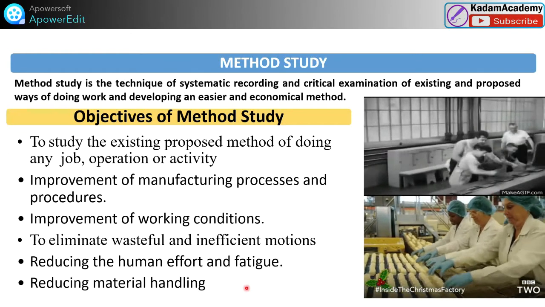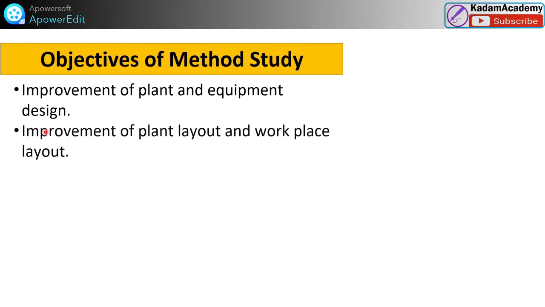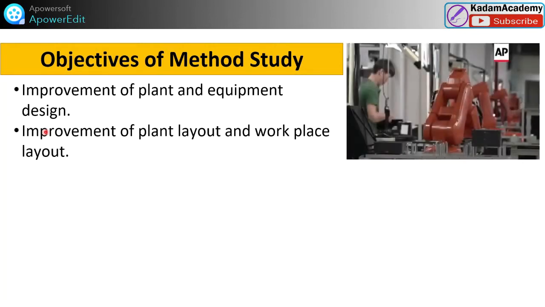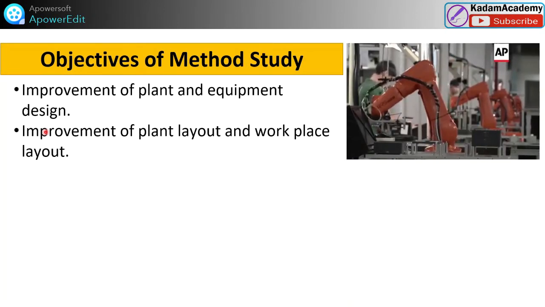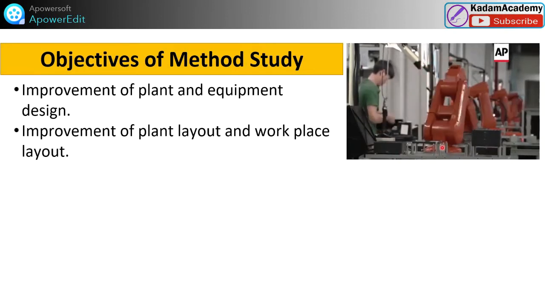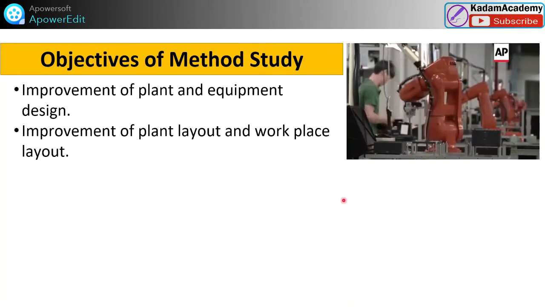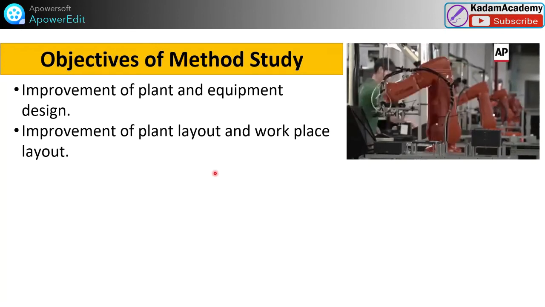So friends, two more objectives we'll study. The objectives mean improvement of plant and equipment design. Whatever plants and equipment we are using for this industry, the workplace layout also we have to improve according to the new modifications in industry. Whatever we introduce in industry, such as robotics, the workplace must be improved so that we can increase productivity.